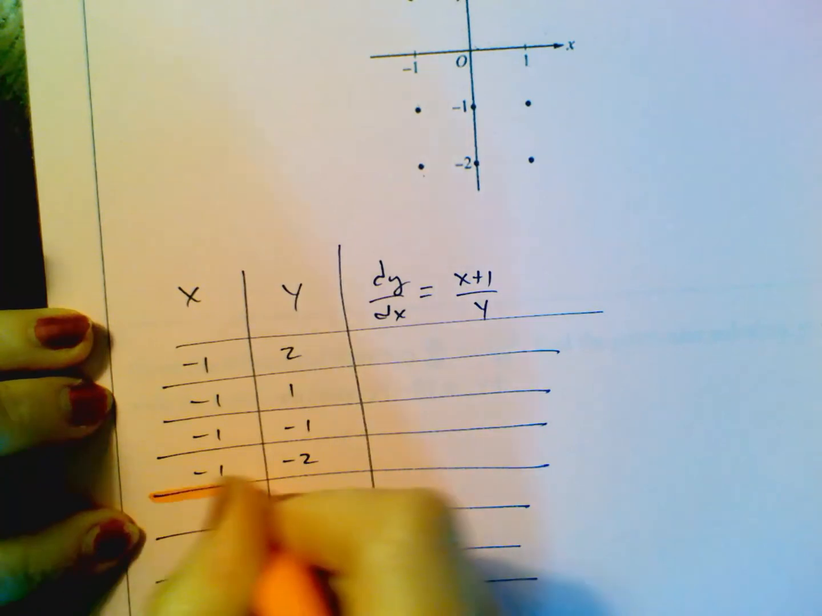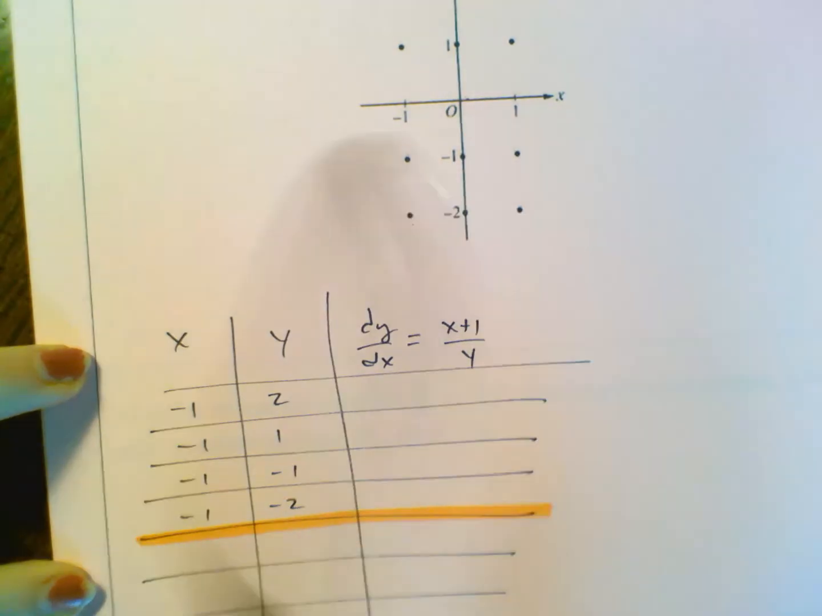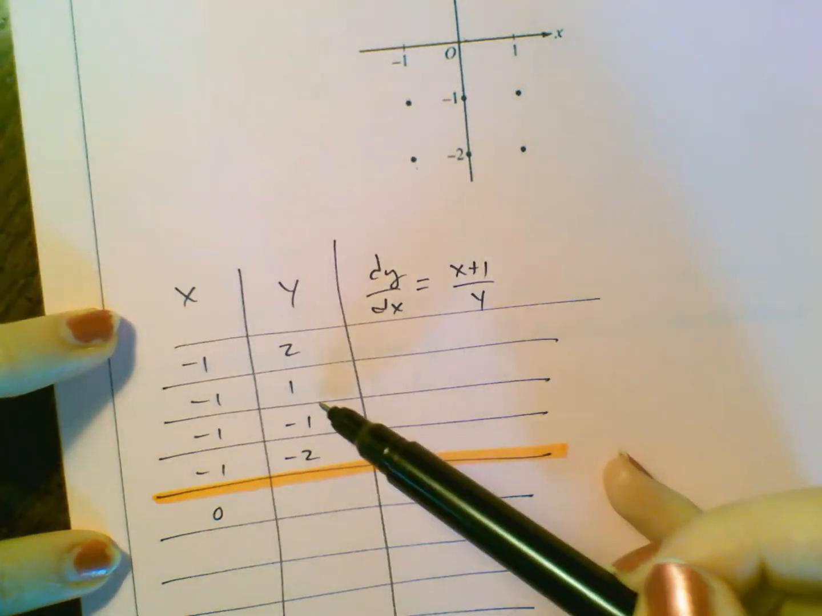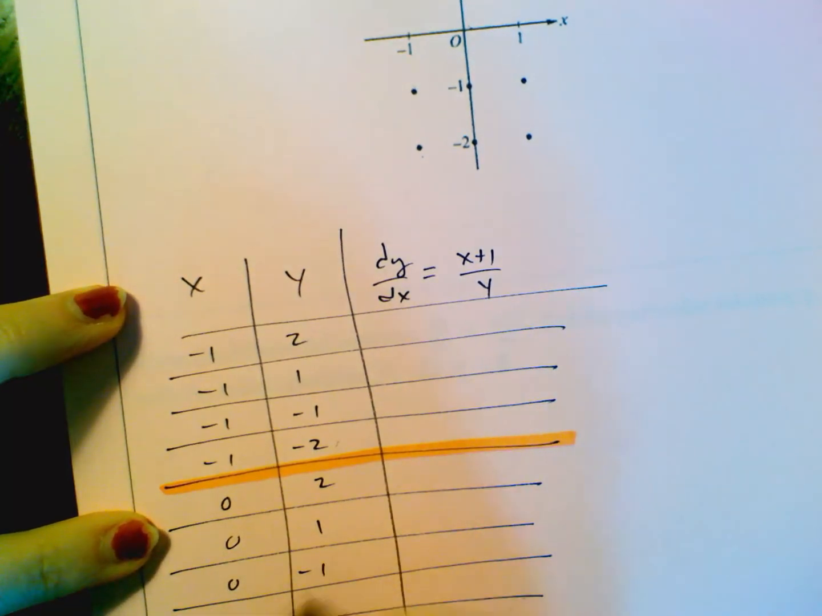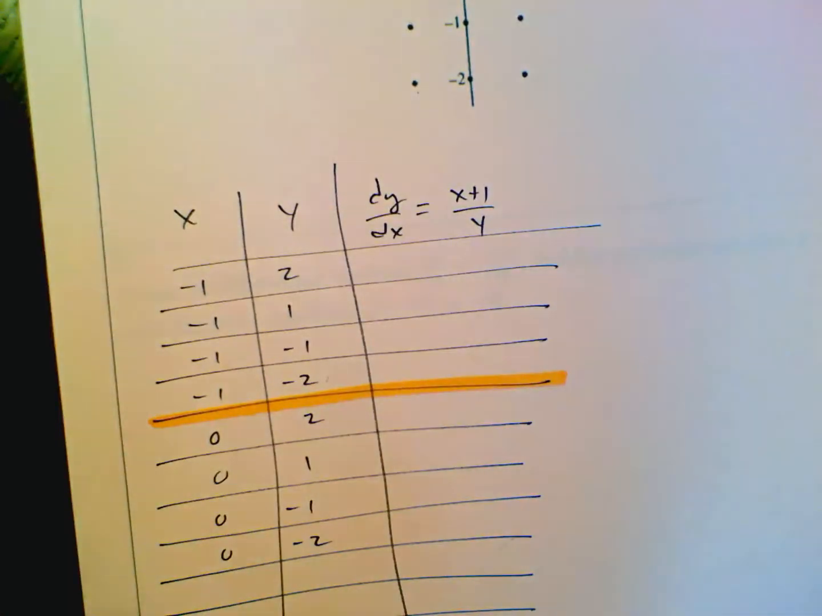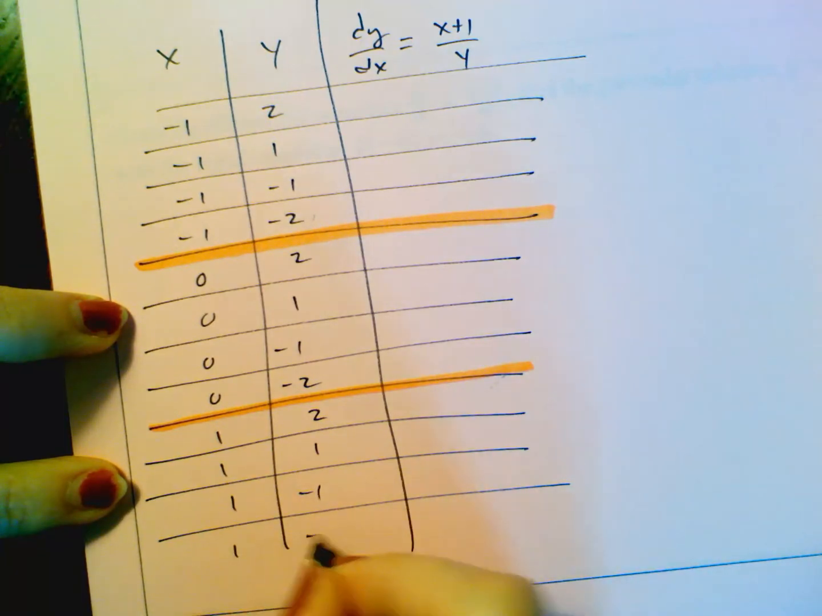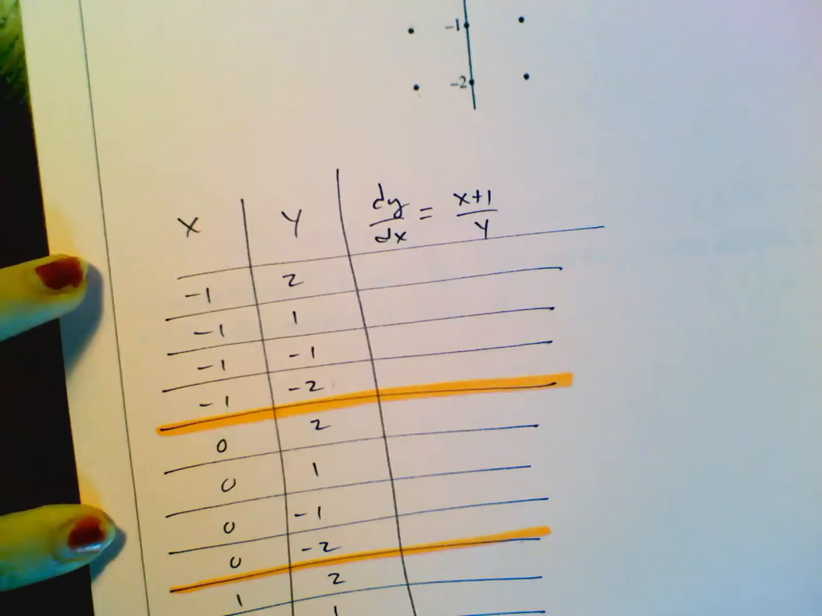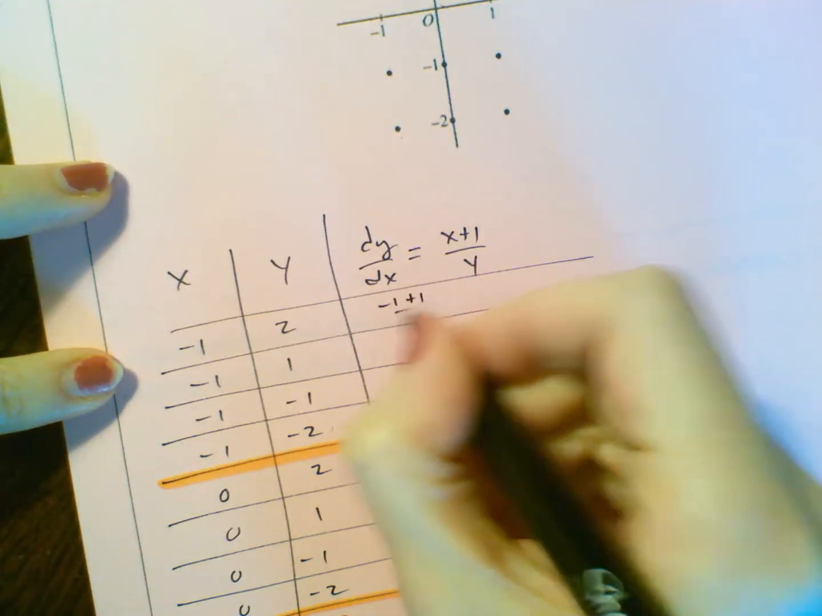So that's going to give me the slopes in the first column of points. The second column of 4 points all have an x coordinate of 0. So all these y coordinates are going to repeat, but the x coordinate is going to be 0 now. So 0, 2. And then for the third column, the x coordinate will be 1. Now I've got to do this: x plus 1 over y. So -1 plus 1 over 2.